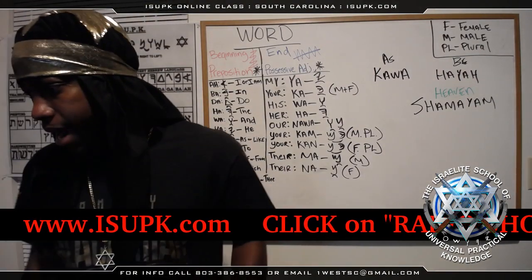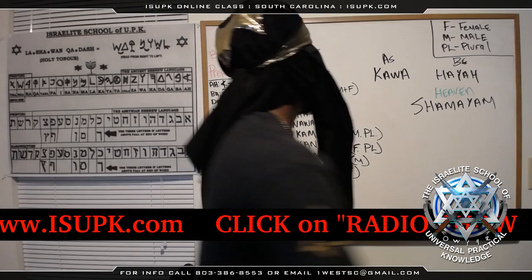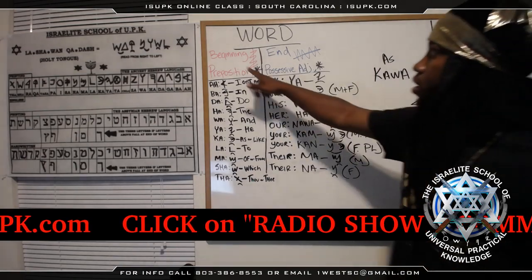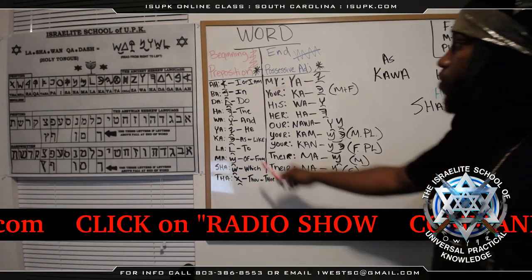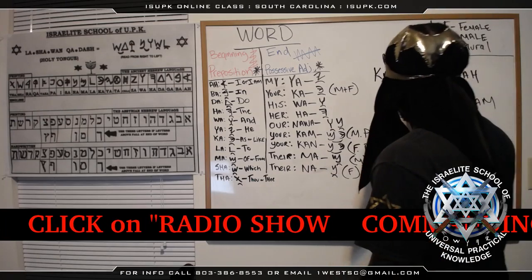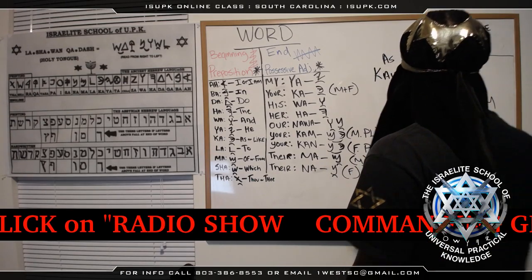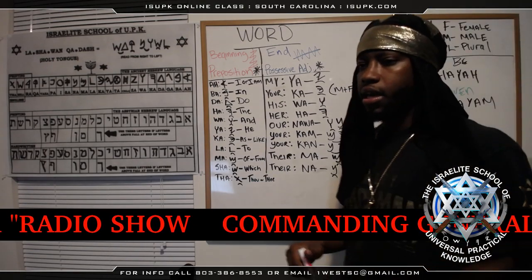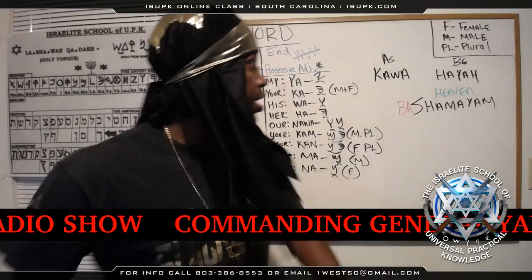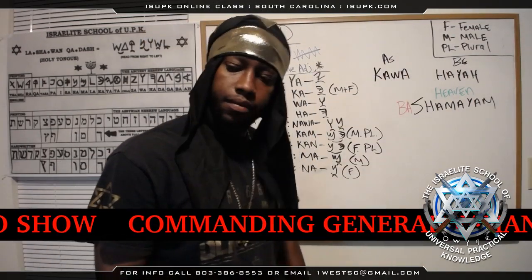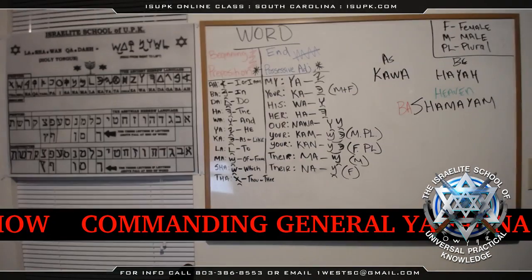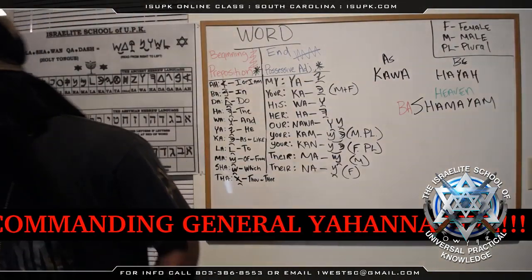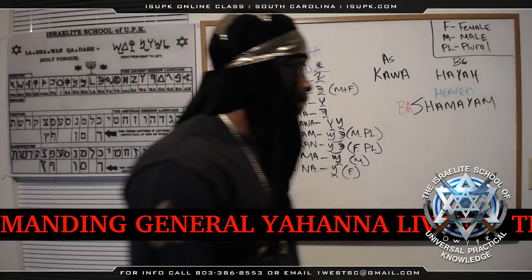Okay, so we have ba, and it's a preposition. That's correct. So we have to add a preposition, and the preposition comes at the beginning of a word, and the word that we want to make is in. So it's ba. So ba shemayim. When you hear ba shemayim, you're saying in heaven. As be in heaven. On earth as be in heaven. That's correct. Good job, young man. You got it right.